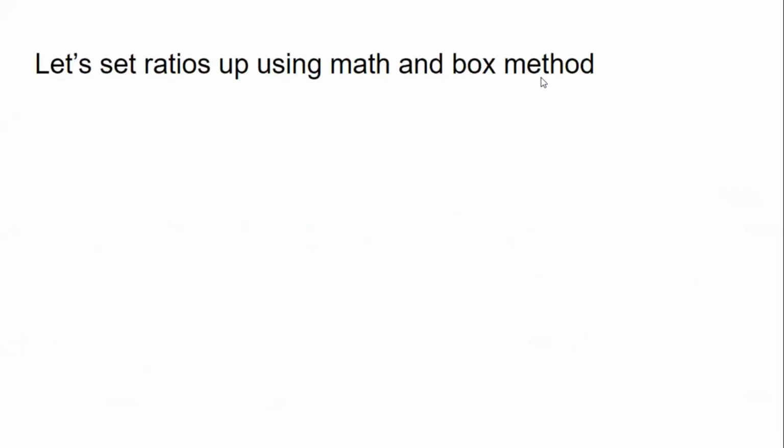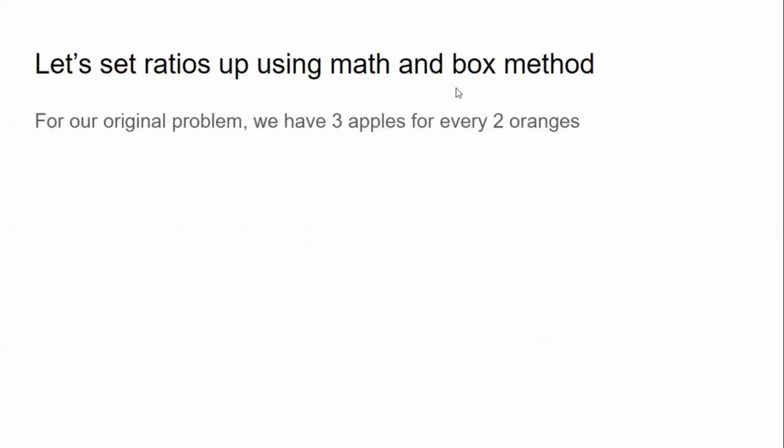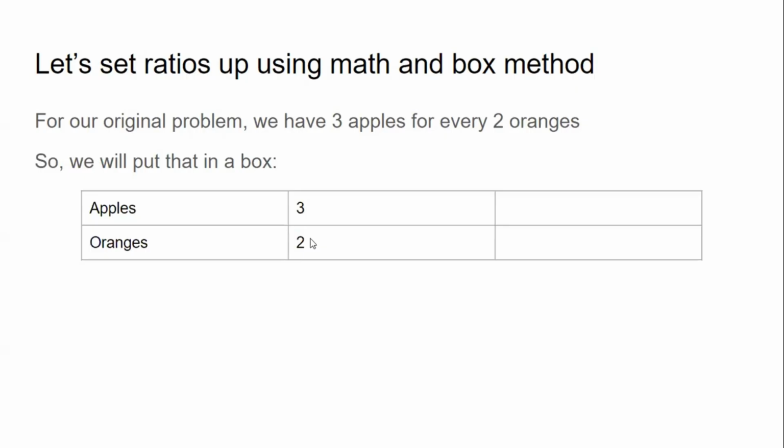All right, let's set the ratios using math and a box method in order to solve problems like that. For the original problem, we have 3 apples for every 2 oranges. So we put that in a box. 3 apples, 2 oranges. And you want to set this box and put these units.